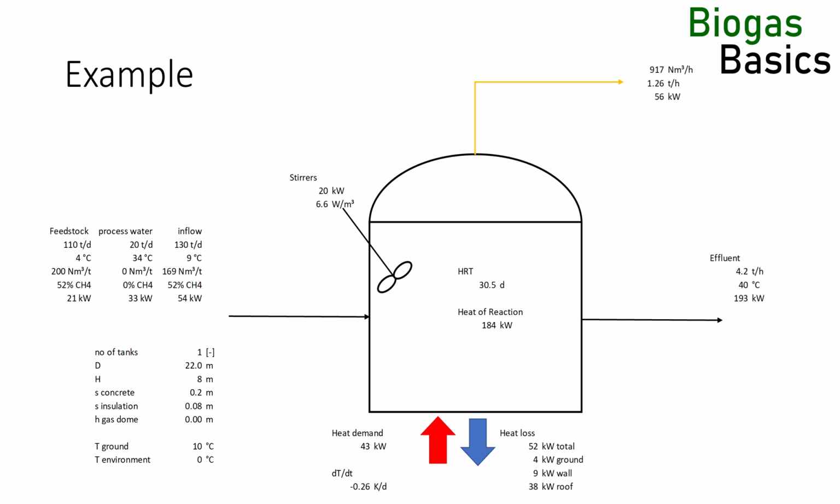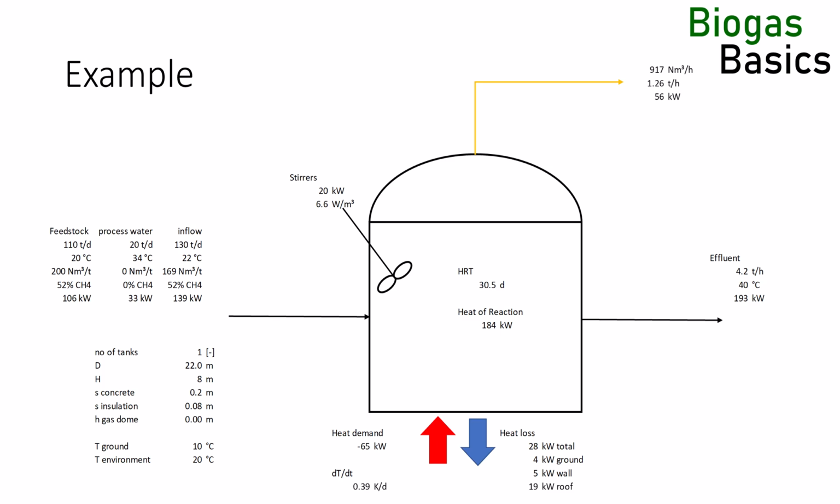Now let's change to the summer scenario. The feedstock and ambient temperature increase to 20 degrees Celsius. Most terms in the heat balance stay constant. The changes are the enthalpy of the incoming feed stream and the heat loss term. The enthalpy of the incoming feed stream increases to 139 kilowatts. The total heat loss drops to 28 kilowatts: 4 kilowatts go into the ground, 5 kilowatts leave over the wall, and 19 kilowatts leave over the roof.